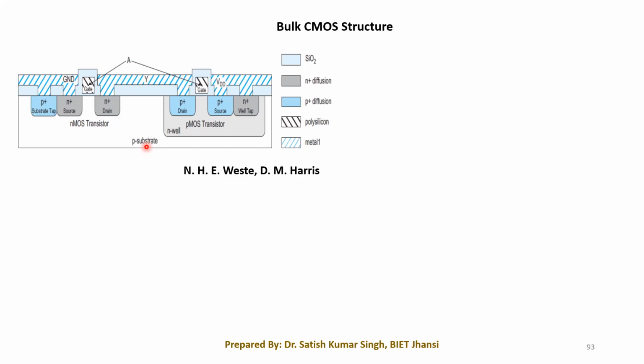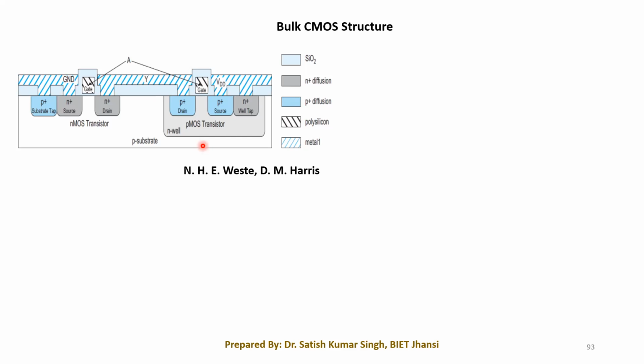Suppose we have started with the p-type substrate. Then obviously we can directly fabricate the NMOS transistor. But for fabrication of the PMOS transistor, we need a particular well structure. Here we have taken the N-well structure. So first of all, we need to grow this N-well. This is generally called the well technique of making the CMOS transistor. There are many techniques, of which one is the N-well technique.